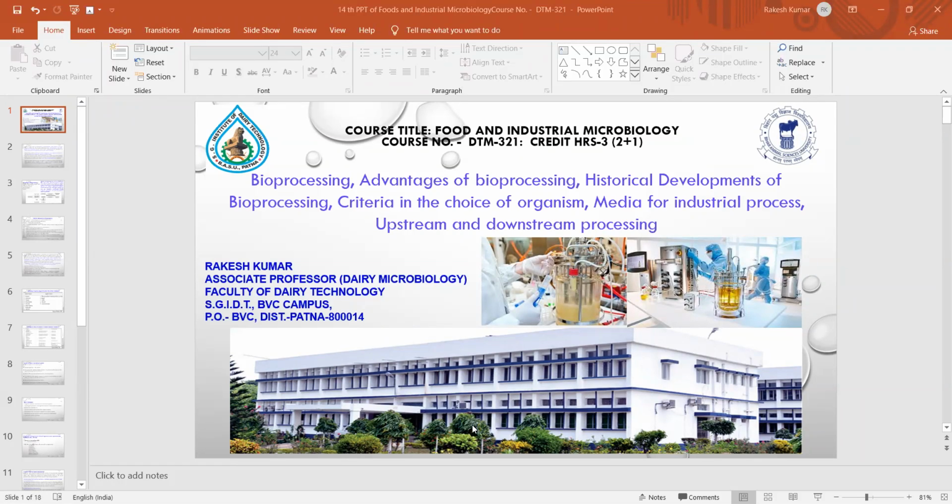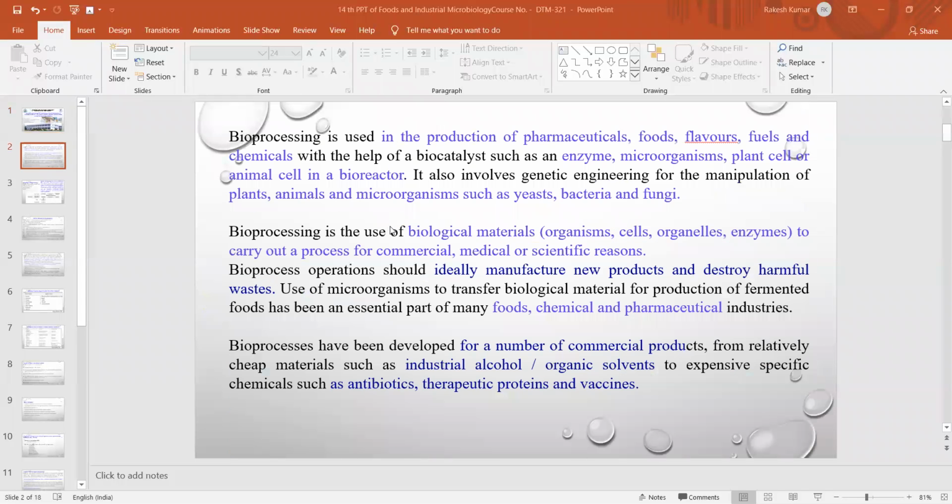So if you talk in a biochemical way, you can say that it relates to the generation of energy by the catabolism of organic components by the action of different microorganisms. So today we will discuss in detail the bioprocessing methods. It is generally the use of different kinds of biological materials like organisms, cells, organelles, enzymes, to carry out a process for commercial, medicinal, or scientific reasons.